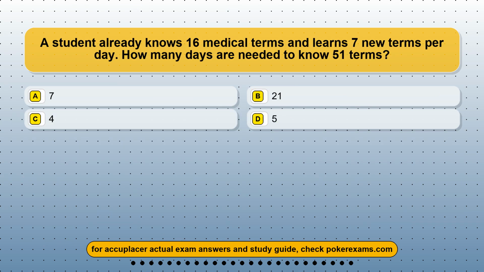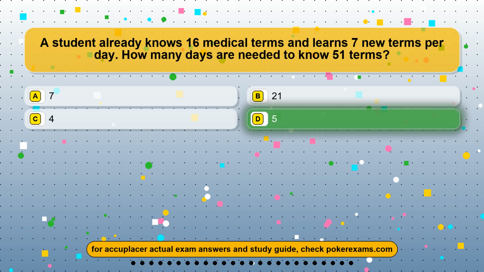Question 24. A student already knows 16 medical terms and learns 7 new terms per day. How many days are needed to know 51 terms? Option A, 7. Option B, 21. Option C, 4. Option D, 5.